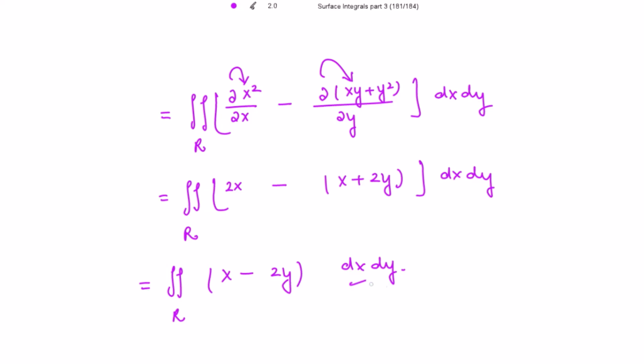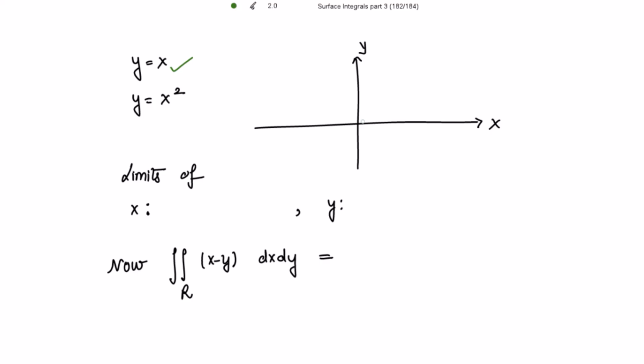Now we need to put the limits for x and y. For that, we first plot the curves. We plot the given line, that is y equal to x, and the parabola y equal to x square. Let's plot this. The line y equal to x and the parabola y equal to x square, that is this one, intersecting the line at, let's say, the point A, and this is the origin.